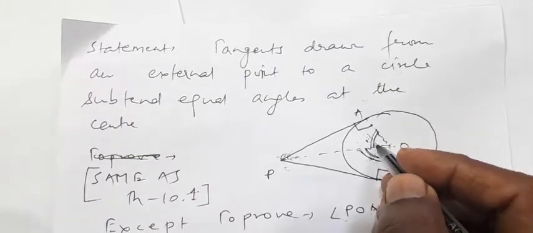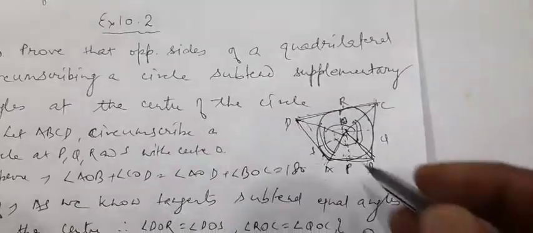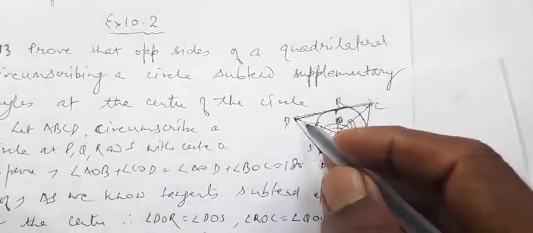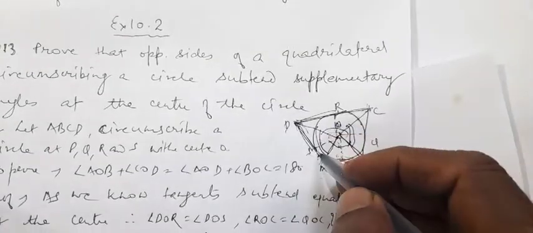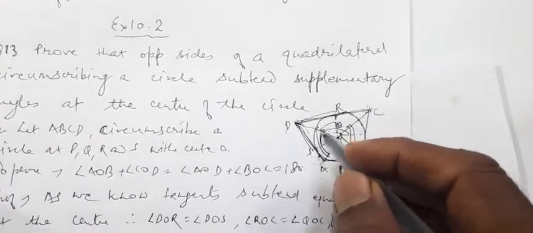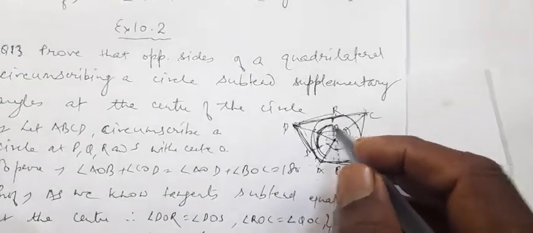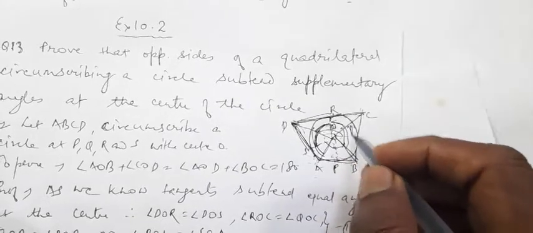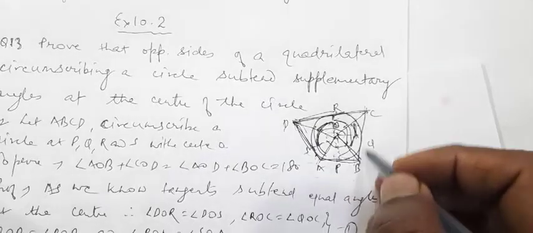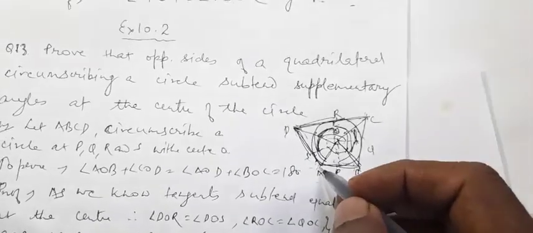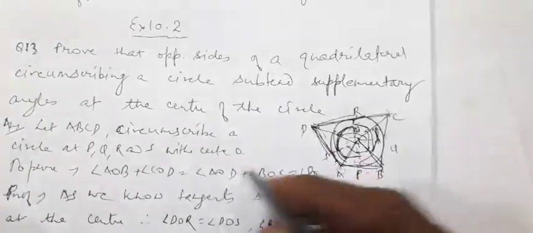as we have proved that this angle and this angle will be equal to each other, on the basis of that, if DR and DS are tangents, then DR and DS will make equal angles at the center. These two angles will be equal to each other. Similarly, this angle and this angle will be equal to each other. And this angle will be equal to this one because BQ and BP are tangents. Here again AP and AS are tangents, therefore this angle is equal to this angle. Now that we have written over here.